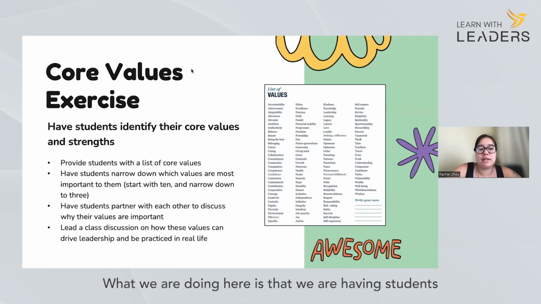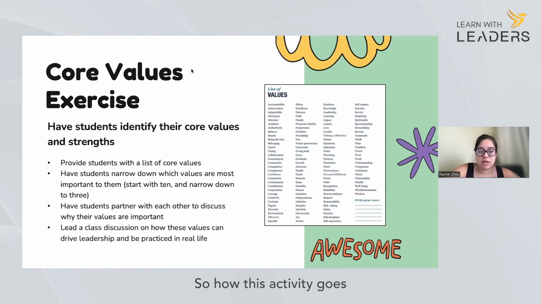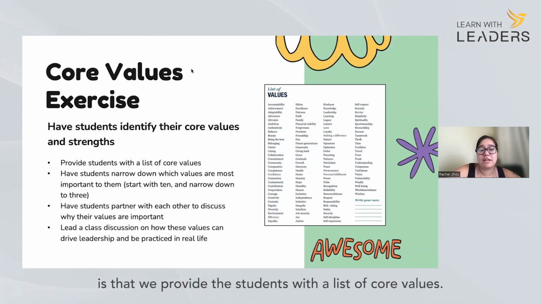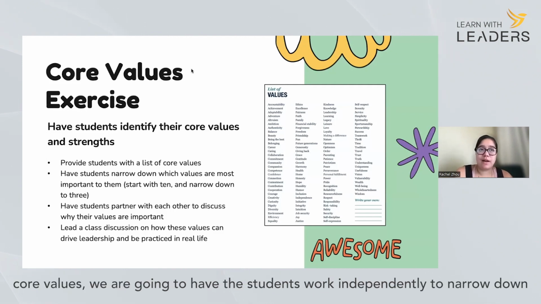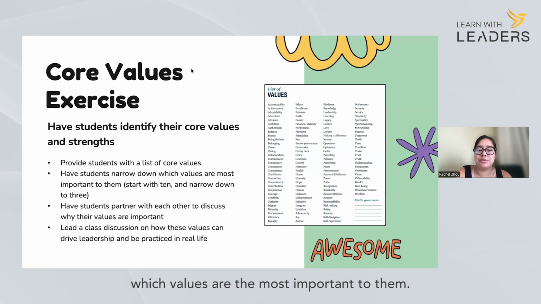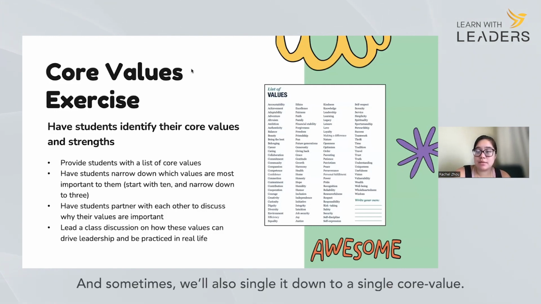What we're doing here is we are having students identify their core values and strengths. So how this activity goes is that we provide students with a list of core values. You can see here to the right, we have this list of core values. After we give them a list of core values, we're going to have students work independently to narrow down which values are most important to them. So we'll start with 10 and then finally narrow down to 3. And sometimes also we'll narrow down to a single core value.